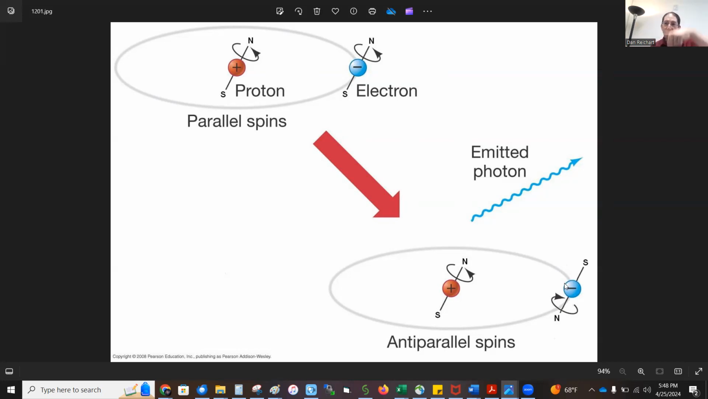Now, I should say, when it transitions, it releases the energy difference as a photon, a low energy photon. This is a low energy transition, and we see it in the radio at 21 centimeters, or in frequency, that's 1420.4 megahertz.